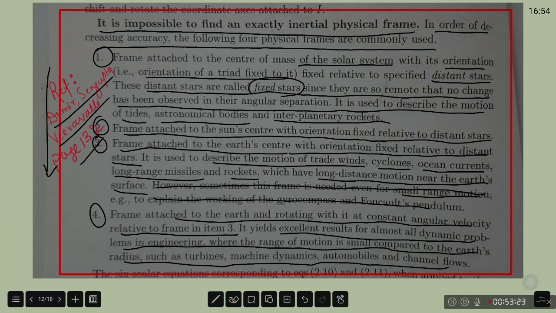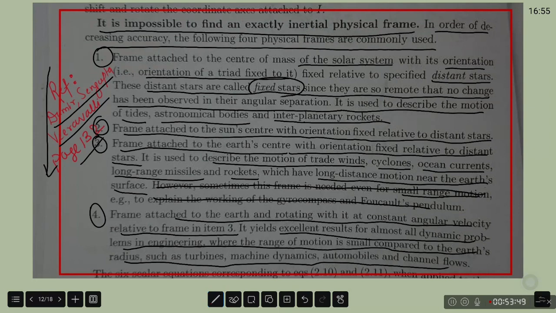Okay. Four choices we have. First one is the most accurate, fourth is the least accurate. But then for day-to-day engineering problems, this book is telling us that the fourth frame is adequately accurate, and this is what we use for motion of such small objects near the Earth's surface.